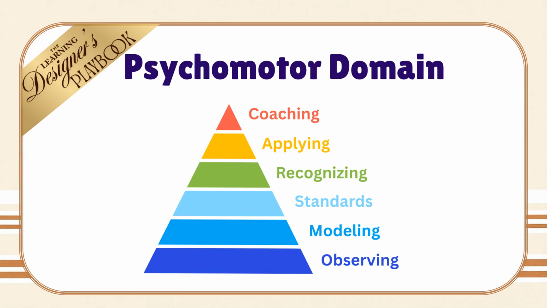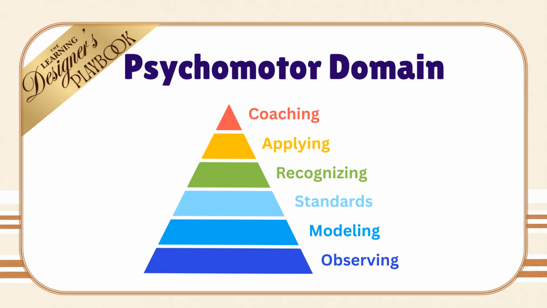The psychomotor domain deals with physical skills, movement, and performance. And in this session, we're organizing it into 6 practical levels that align well with how people actually learn by doing. The first level is observing, where learners simply watch others perform a task. This stage is essential because attention and focus build the foundation for skill development, whether it's watching a chef prepare a dish or an athlete demonstrating proper form.